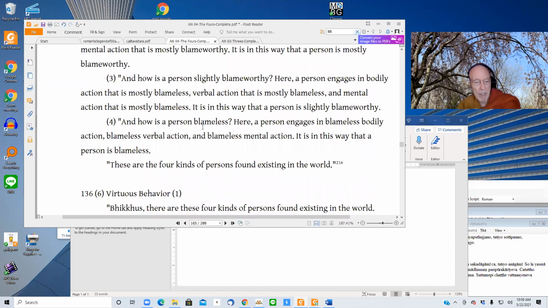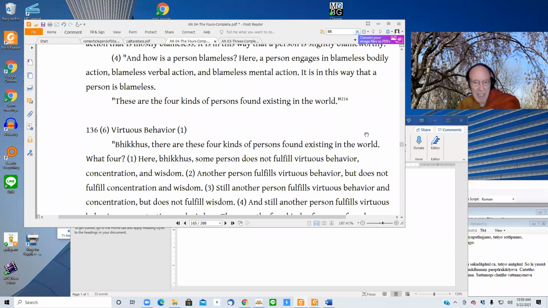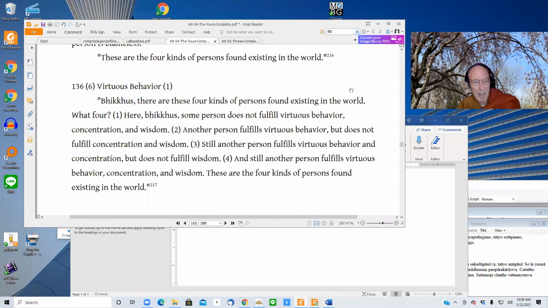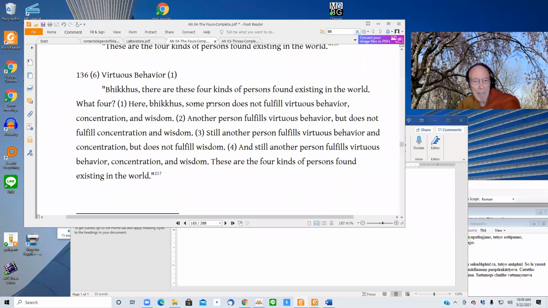And how is the person blameless? Here the person engages consistently in blameless action of body, speech, and mind. So that way they're blameless. Everything there is pretty self-explanatory. Okay, here we have four kinds.